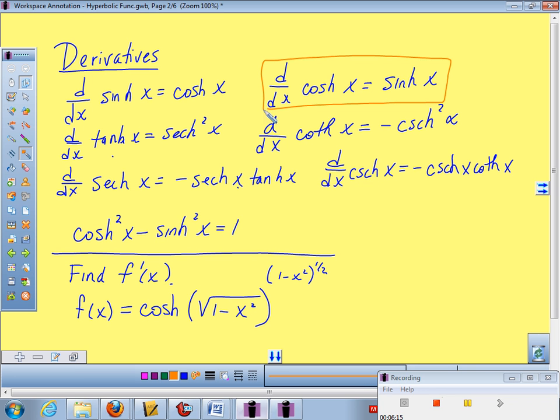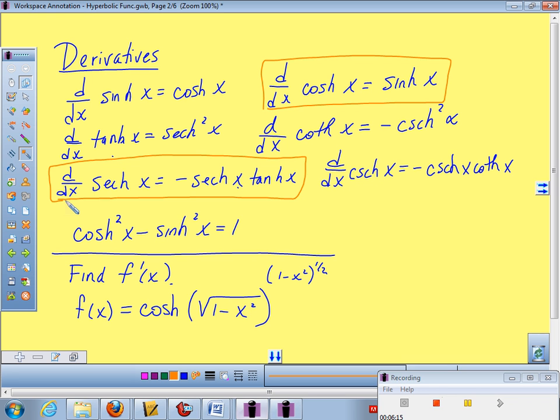Hyperbolic tangent is still secant squared. Hyperbolic cotangent is negative cosecant squared. That's normal. But hyperbolic secant is not normally a negative hyperbolic secant tangent. So that's the other one that is different that you'll have to look out for. Hyperbolic cosecant is still a negative cosecant cotangent.